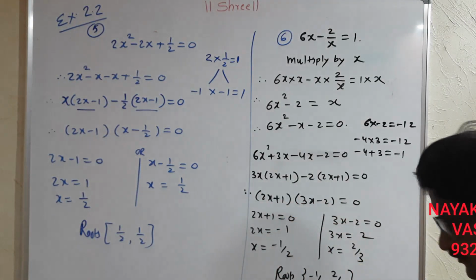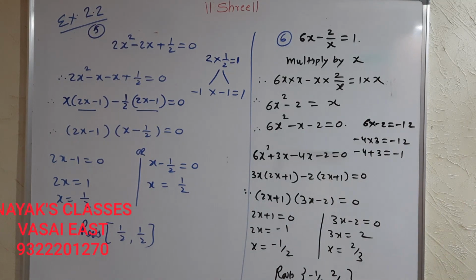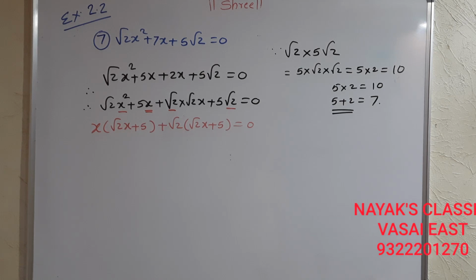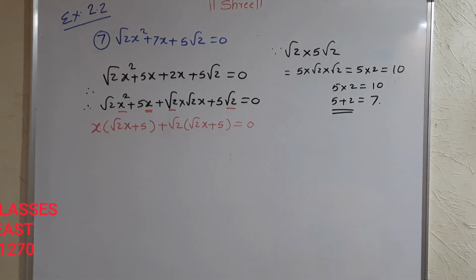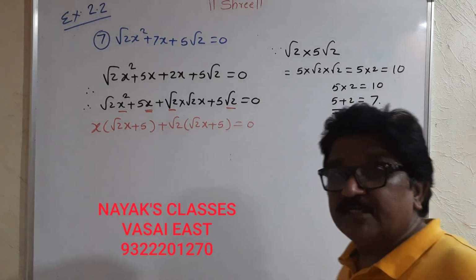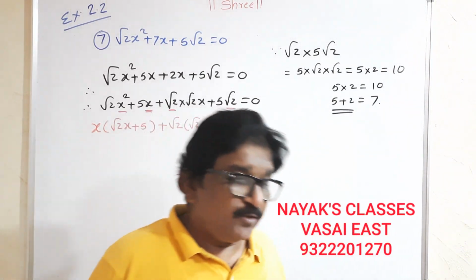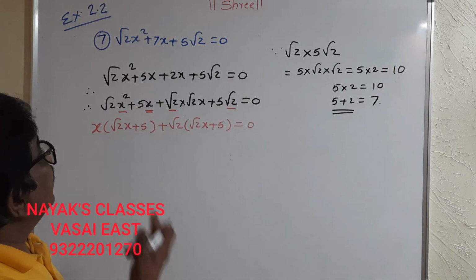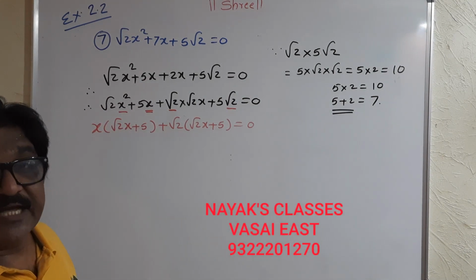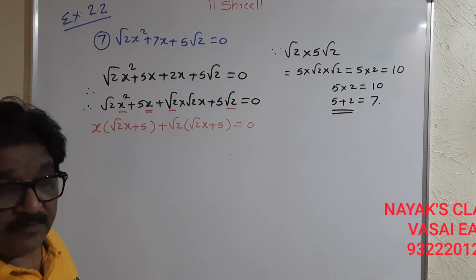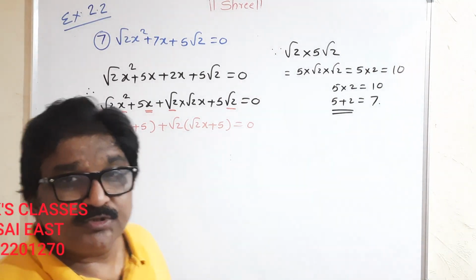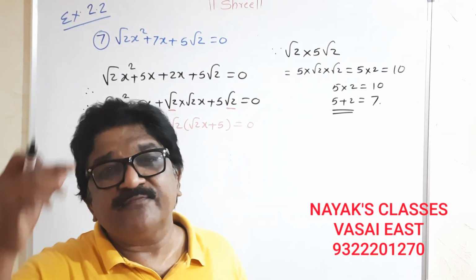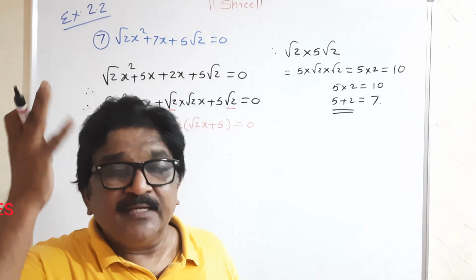Next, we are in 7th example of exercise 2.2. What is the speciality of this example? The example contains root sign coefficients. So some students may get confused when they see root signs. But it's very easy, don't get afraid and don't get scared.